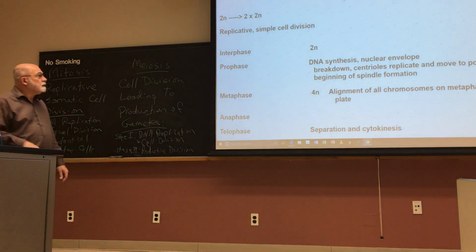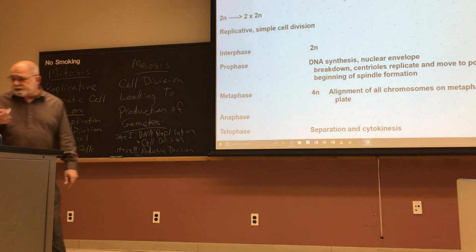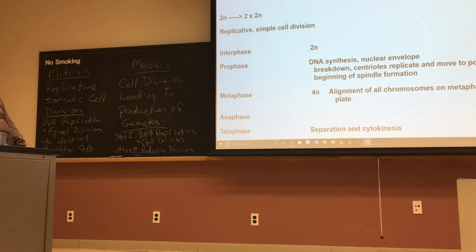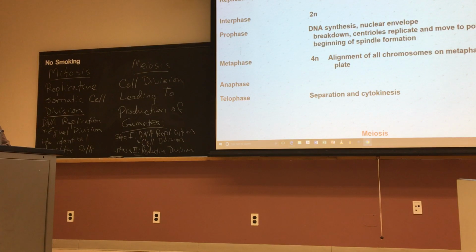Okay, so what's on the slide? Cell division, mitosis, replicative simple cell division: interphase, prophase, metaphase, anaphase, telophase. I suppose each and every one of you can identify those under a microscope. Yes? Okay, you saw them in onion root tip cells. In biology 111, you probably saw something like it in high school.